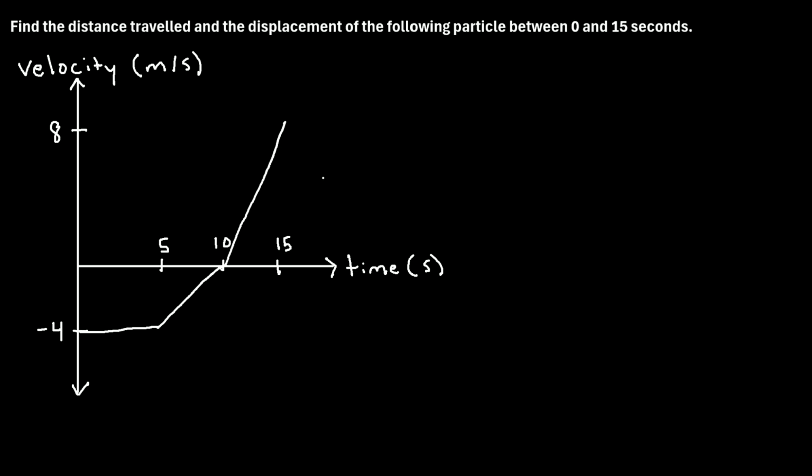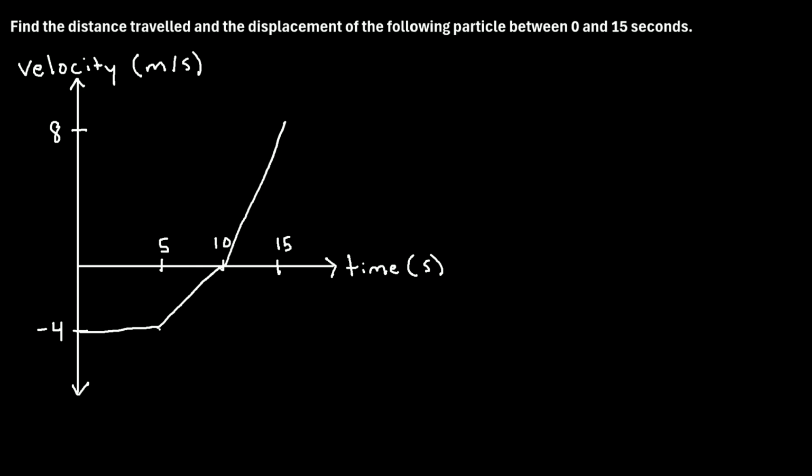So first let's find the displacement. So the way we're going to find the displacement is we're going to find the area between this line right here that we're given and the x-axis. And any area below the x-axis, that's going to be negative displacement. And any area that we calculate above the x-axis, that's going to be positive displacement. And I'll explain why in a minute.